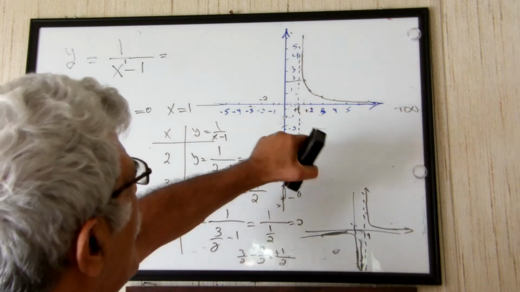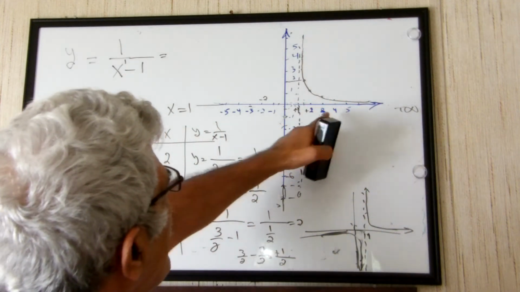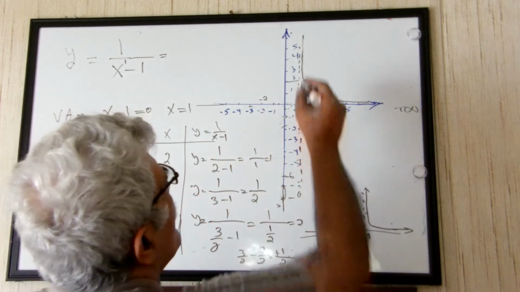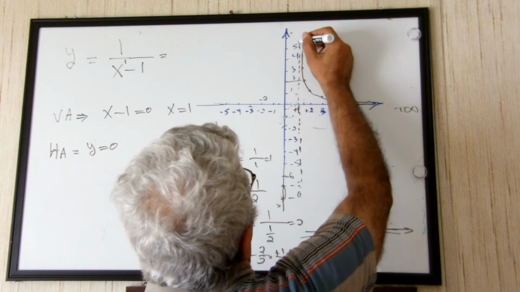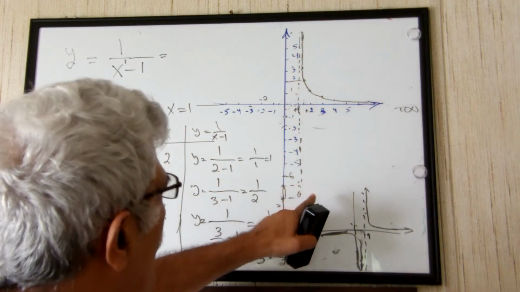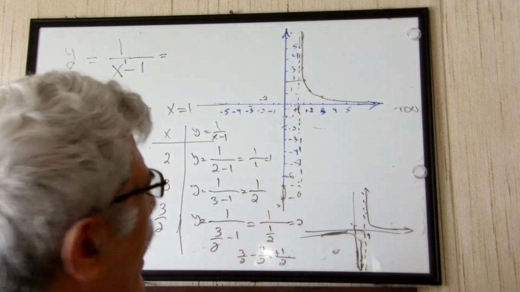You give values to x, and also you can give a value between 1 and 2 to find these points. Every time you go up, it's getting so close to the vertical asymptote.